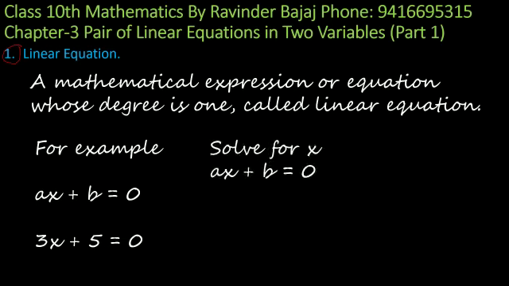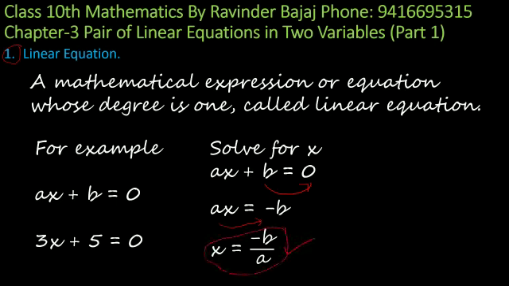We can solve a linear equation in one variable. To solve it, only one equation is required. Say ax plus b is equal to 0. This b will go that side. ax is equal to minus b. Now this a will go in the denominator. x is equal to minus b upon a. So this is the solution of the linear equation.